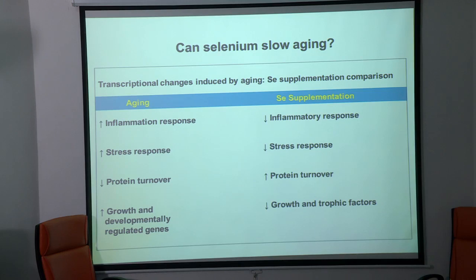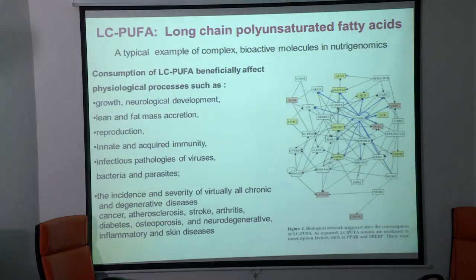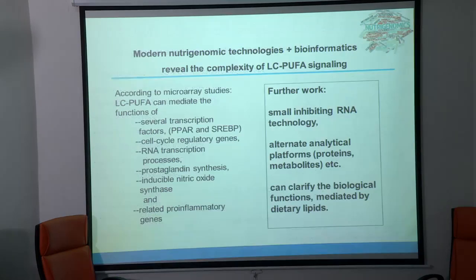So overall, they have seen the transcriptional changes induced by aging and selenium supplementation, and you can see what goes up and what goes down. So you can get a clear map or fingerprint of the impact of anything that you eat and do because of the use of the genomics tools. Similarly with long-chain PUFA or polyunsaturated fatty acids, which are involved in so many physiological processes. And here also alternate analytical platforms for identifying proteomes, networks or metabolomes, they can clarify the biological functions actually at a more detailed level with dietary signatures.